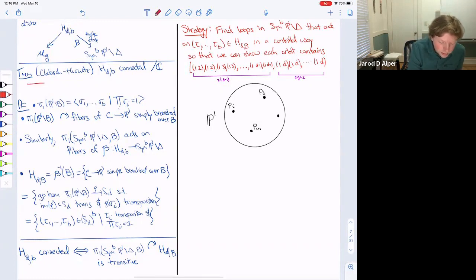And this implies that because this map is surjective, the image of something connected is also connected. So the irreducibility of the Hurwitz space, the connectedness of the Hurwitz space, gives us the connectedness of M_G.